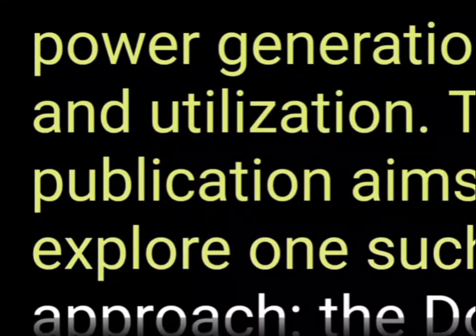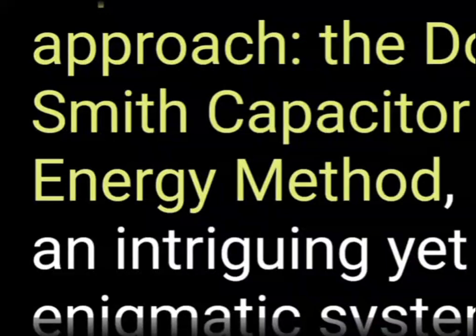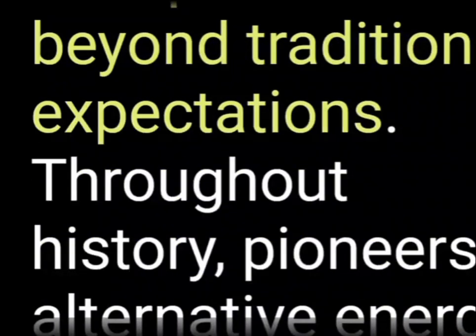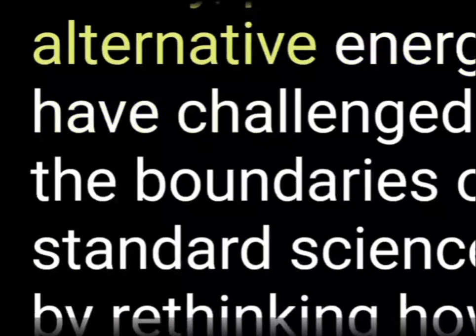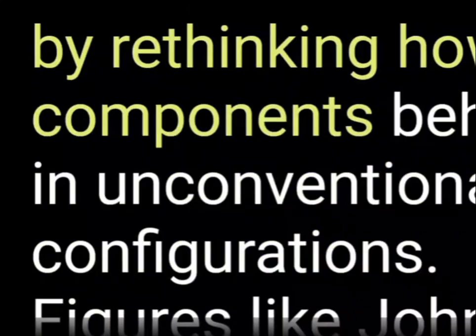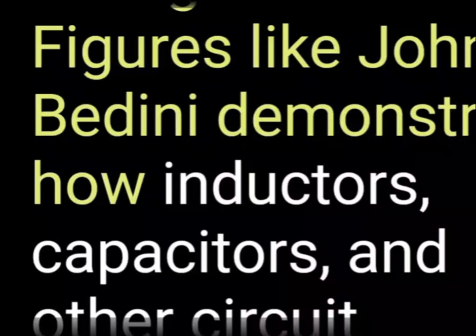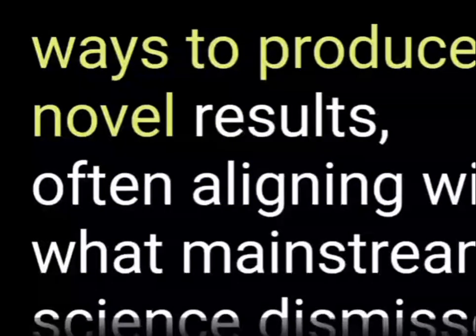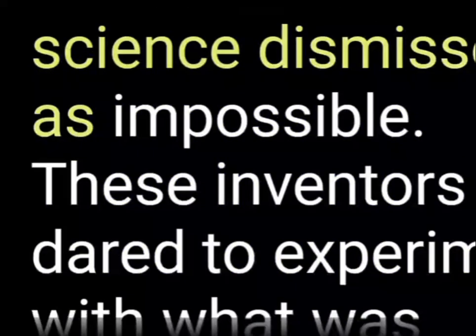This publication aims to explore one such approach, the Don Smith Capacitor Energy Method, an intriguing yet enigmatic system that hints at how energy can be manipulated in ways beyond traditional expectations. Throughout history, pioneers in alternative energy have challenged the boundaries of standard science by rethinking how components behave in unconventional configurations. Figures like John Bedini demonstrated how inductors, capacitors, and other circuit elements could be used in non-standard ways to produce novel results, often aligning with what mainstream science dismisses as impossible.